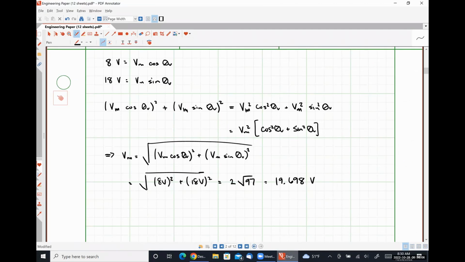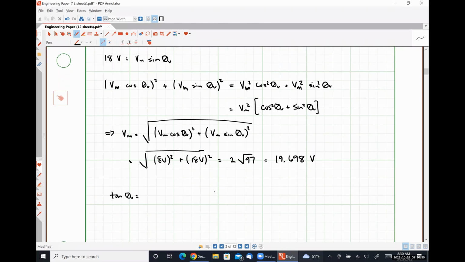How do we find out our phase angle? Well, I know that the tangent operation, so the tangent of theta v, should be sine over cosine, right? My stylus will write here.